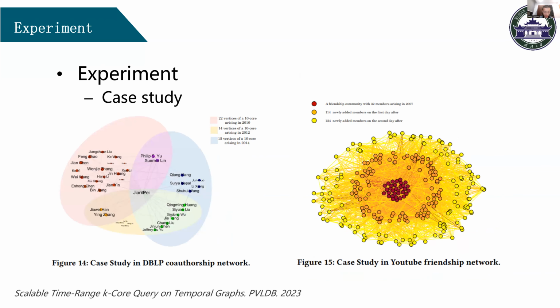And finally, for the case study, we computed several real temporal K-cores on DBLP and U2, and the results are shown here. With more concrete information, we can infer the change of those research interests or affiliations. And on the right side, we show a community that grows extremely fast. Such usages of TCQ will definitely facilitate applications such as recommendation, disease control, and so on.